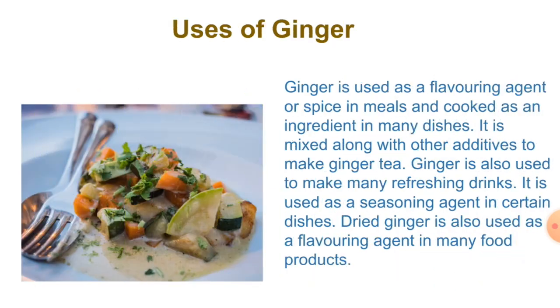Uses of ginger. Ginger is used as a flavoring agent or spice in meals and cooked as an ingredient in many dishes. It is mixed along with other additives to make ginger tea. Ginger is also used to make many refreshing drinks. It is used as a seasoning agent in certain dishes. Dried ginger is also used as a flavoring agent in many food products.